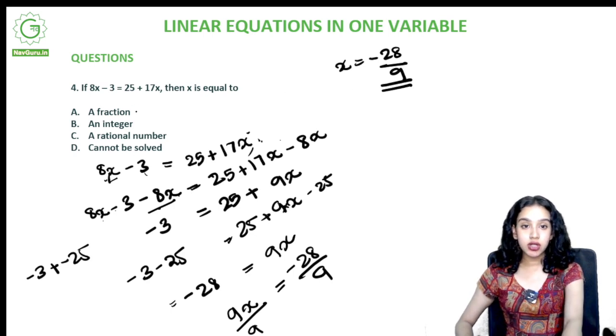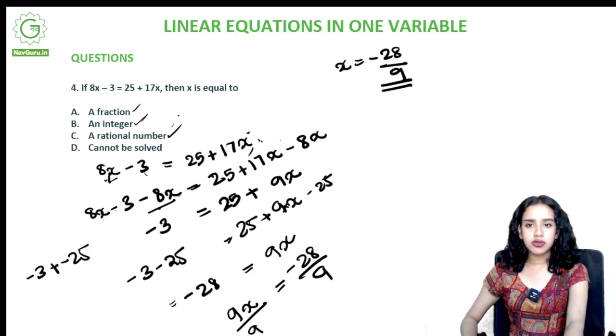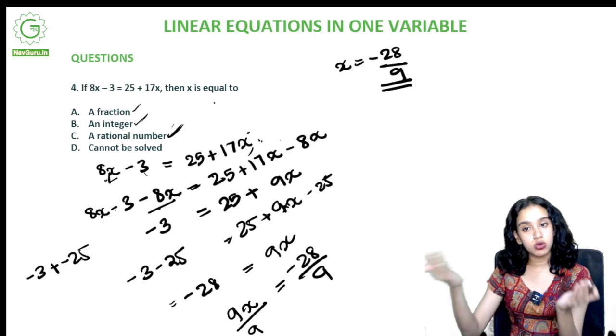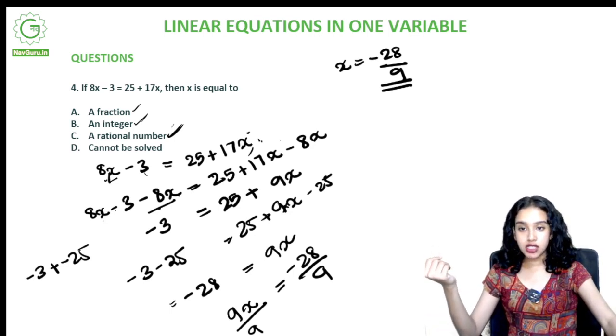Then x is equal to a fraction. Yes, it is a fraction. An integer. Yes, it is an integer. A rational number. Yes, it is a rational number. So all three of these are correct answers, but I would choose a rational number because it covers a lot. Rational numbers include integers and fractions. So yeah, three of these answers are correct.